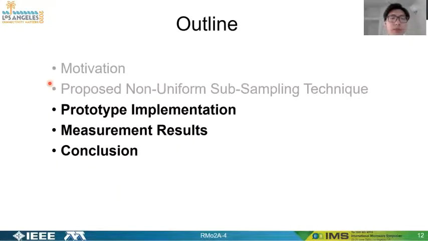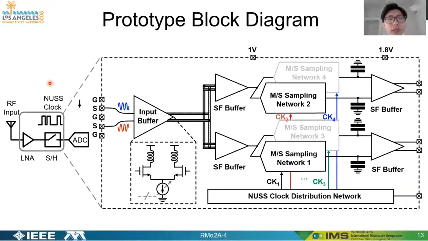To verify the proposed technique, we implement the system and do the measurement. The non-uniform subsampling receiver consists of input buffers, 4 time-interleaved sampling networks, and output buffers for testing purposes. The input buffer is used for input matching and followed by 2 source follower buffers. These source follower buffers reduce the sampling-induced noise coupling between the time-interleaved sampling networks. The non-uniform clocks are generated externally and buffered on-chip to drive the sampling network of each channel.